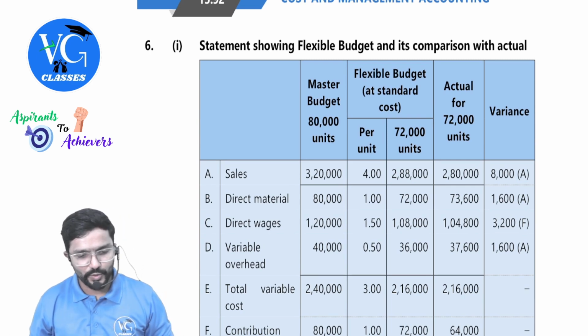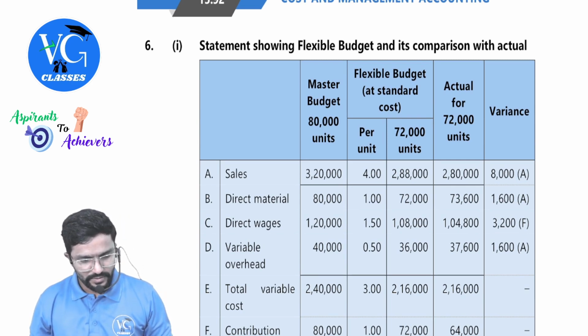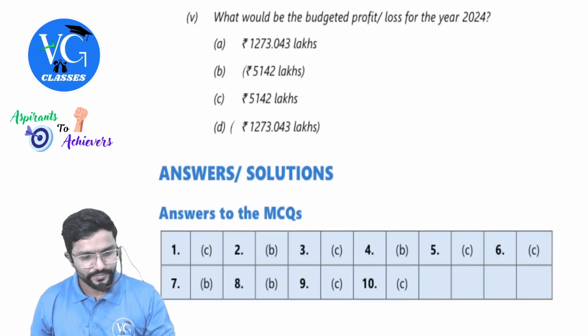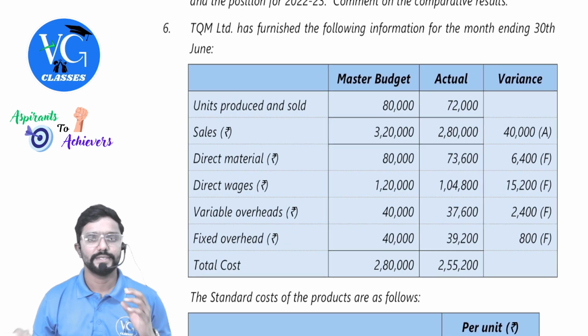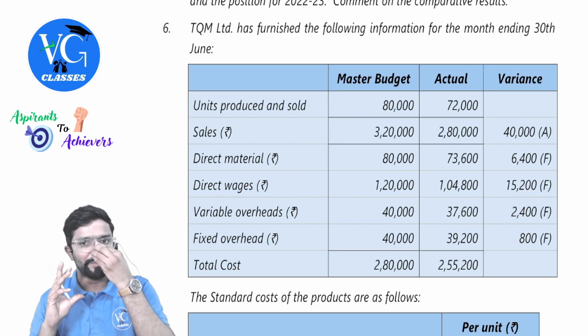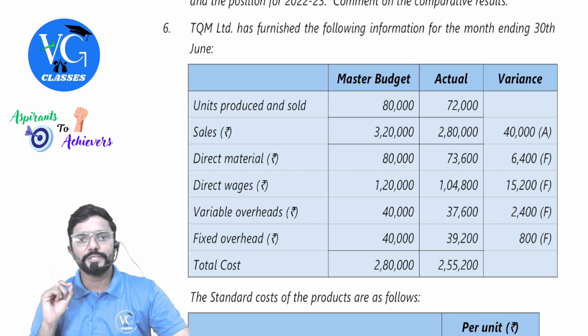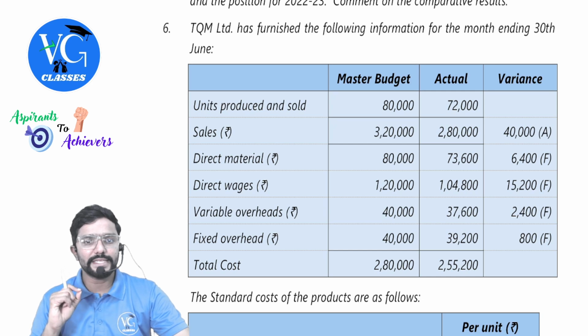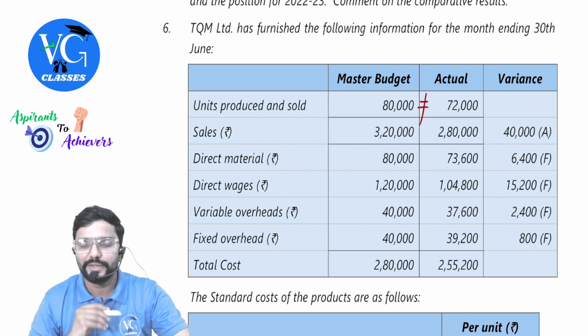Okay. Come to question number 6. TQM Limited has furnished the following information for the month ending 30th June. Units produced and sold 80,000, 72,000. Sales 3,20,000, 2,80,000. Guys, units are not same. Please be careful with that.